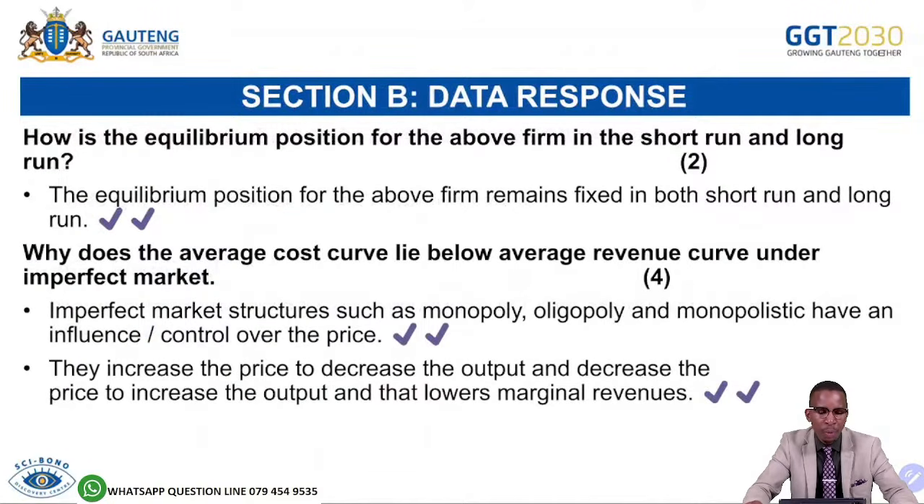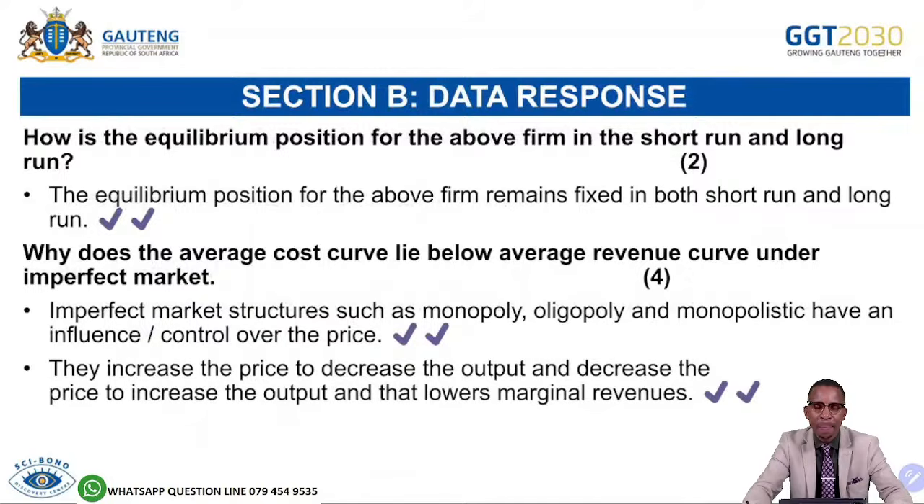And then we continue. How is the equilibrium position for the above firm in the short run and long run? So we are checking equilibrium in the short run. So in the short run, the monopolist firm mainly makes economic profit, where total revenues are more than total cost or average revenues are more than average cost. Also, in the long run, monopoly is believed to be making supernormal or economic profit, because remember, this firm is the only seller within the industry, it is not faced by any competition. So for that reason, it is entitled to economic profit in both short run and long run.